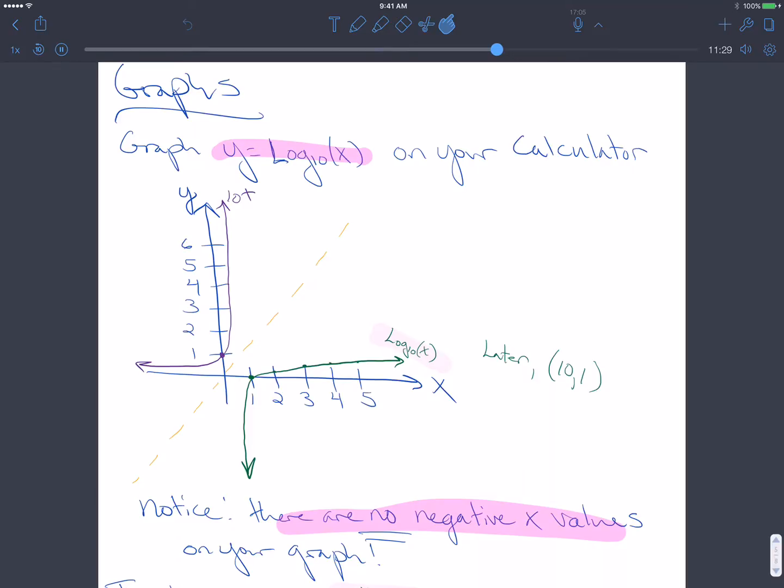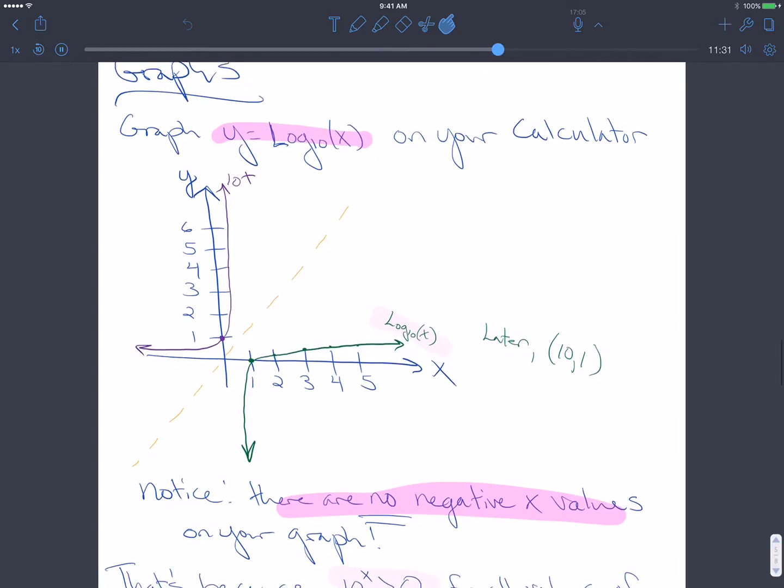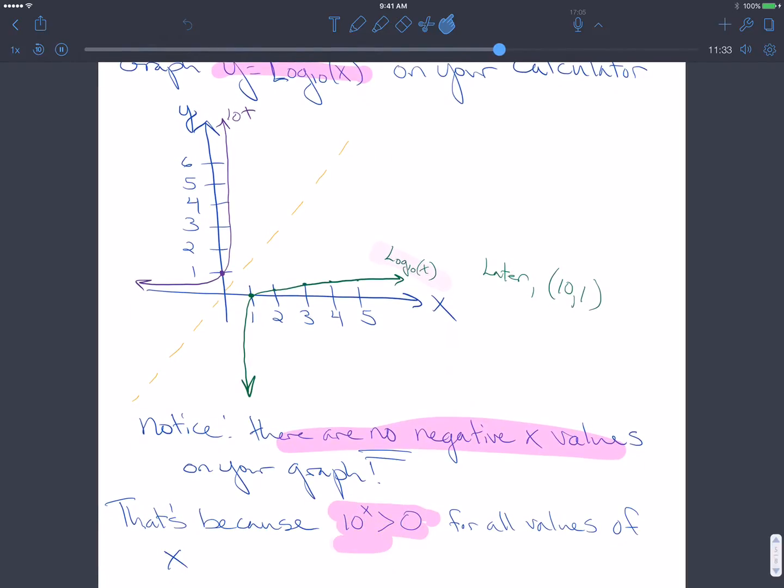You can't plug them in. And the reason for that is because 10 to the x is always greater than 0. Look at the output of 10 to the x. It's always greater than 0. So you can't have a negative input into your logarithm function because it wouldn't be consistent with how they're defined.